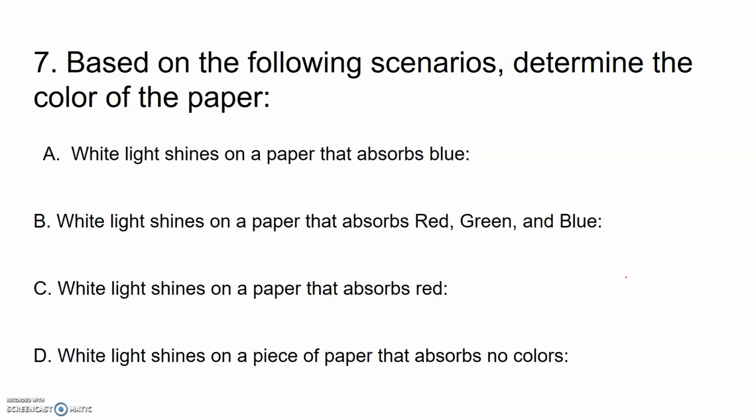So based on the following scenarios, determine the colors of the paper. White light shines on the paper that absorbs blue. Well, let's see. White light is red, green, and blue. And this is all paper, and it takes in blue. So if red, green, blue come in, but blue gets absorbed, only red and green come out. Eyes can see that red and green light, and red and green added together make yellow.